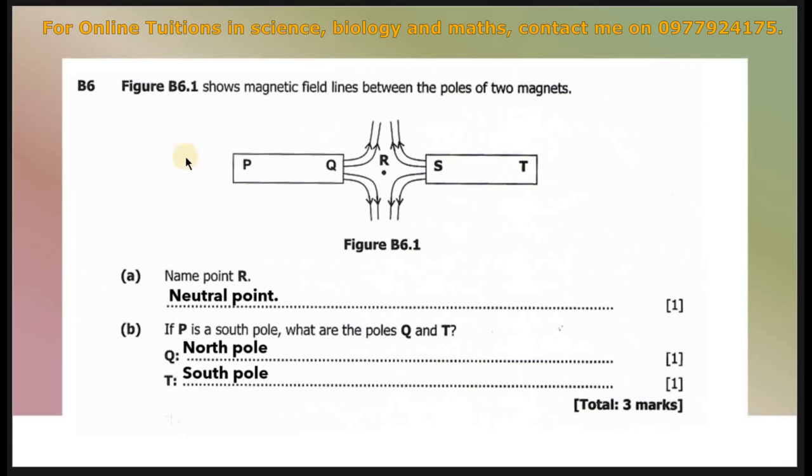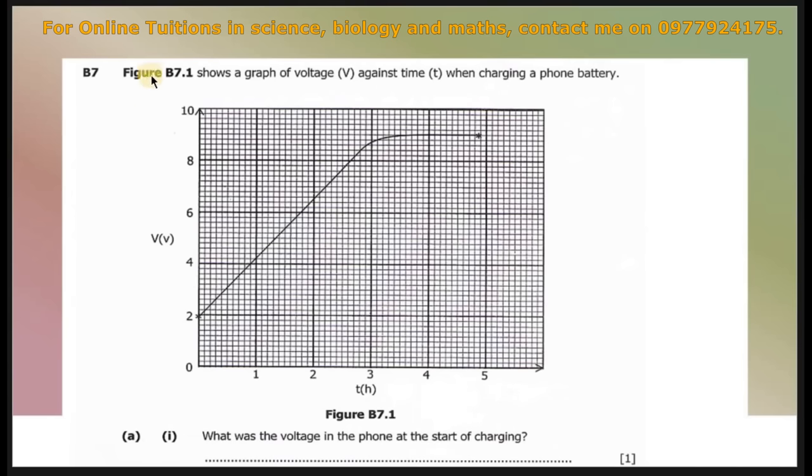Okay. Next, we go to B7, which says the figure B7.1 shows a graph of voltage V against time T when charging a phone battery. Okay, so someone is charging a phone battery.